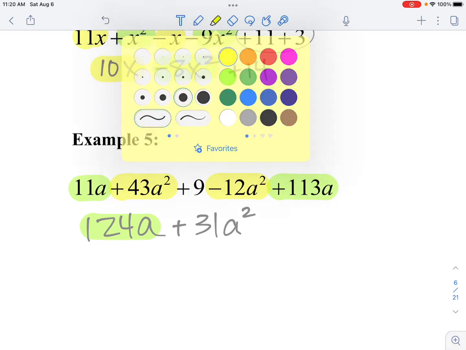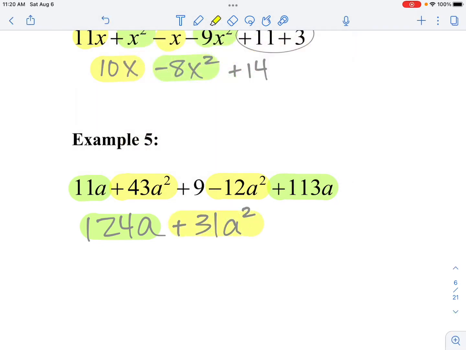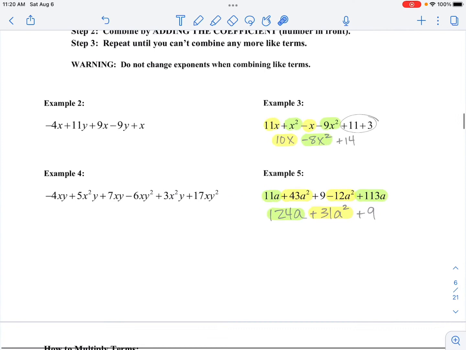And again, those are my a squared terms. And the only thing I have left is 9. So I'm going to leave this positive 9 here at the end. And I'm going to do a quick scan. This is an a, this is an a squared, and this is a whole number. So I am finished. There's nothing else that I can combine together.